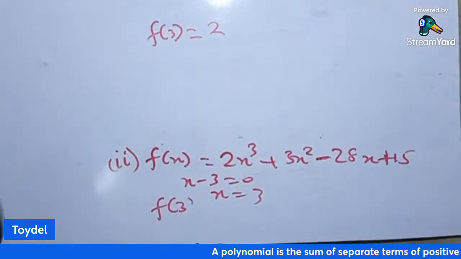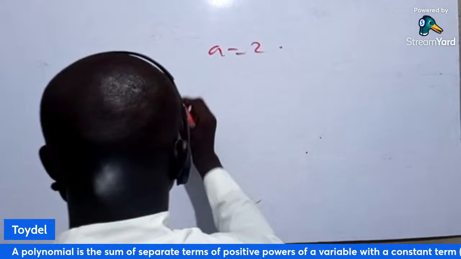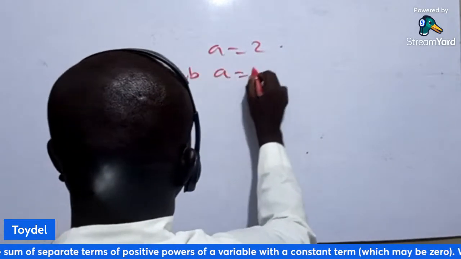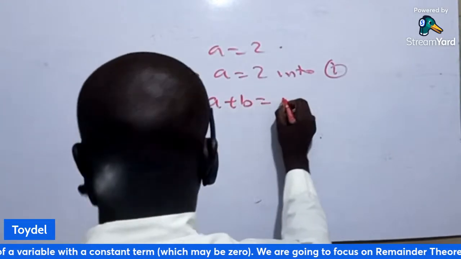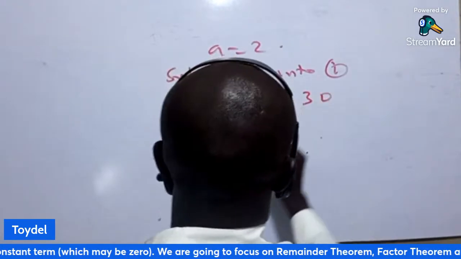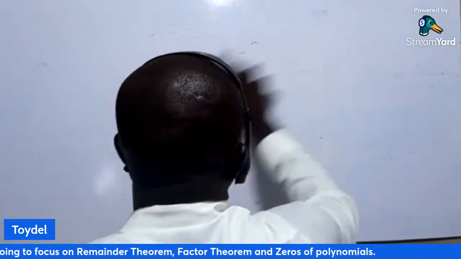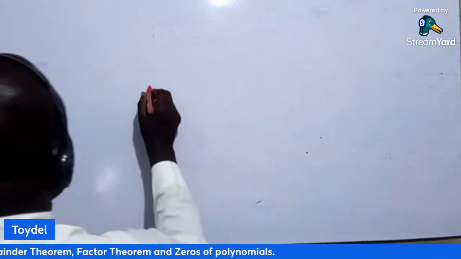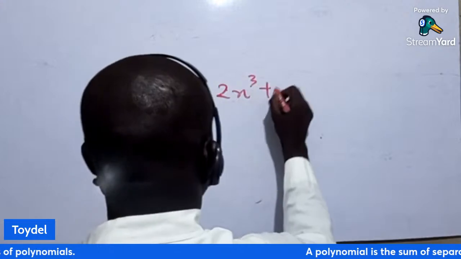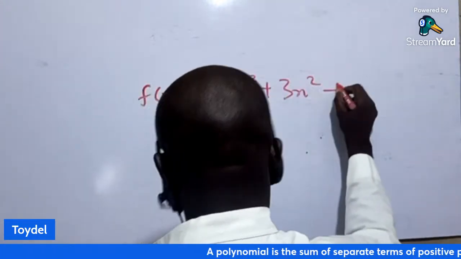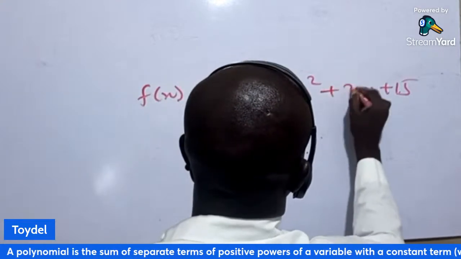No, let me go over it again. We got a to be equal to 2. So if you substitute a equal to 2 into equation 1, what is equation 1? a plus b is equal to minus 30. So we are going to get, okay, so f of x will now be equal to 2x cubed plus 3x squared minus 32x plus 15.